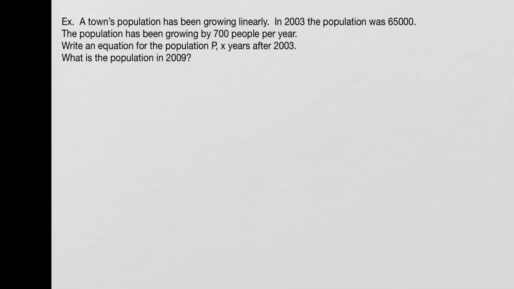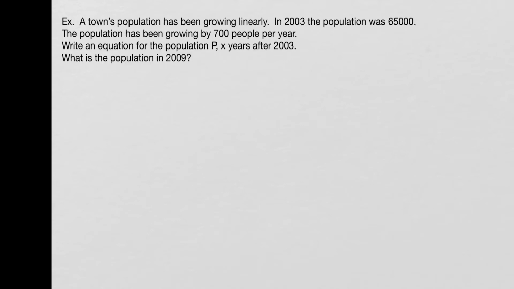Okay, so here's an example. You're told a town's population has been growing linearly, right? So we know we can model this using a linear equation. In 2003, the population was 65,000, so 65,000 people. The population has been growing by 700 people per year, and we want to write an equation for the population P, X years after 2003. And then once we have that, we can use that to answer the question, what is the population in 2009?